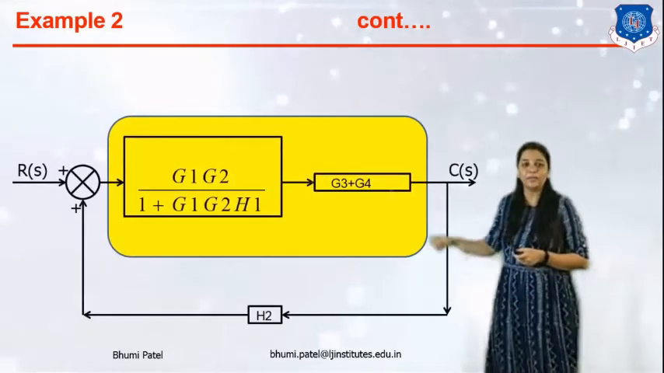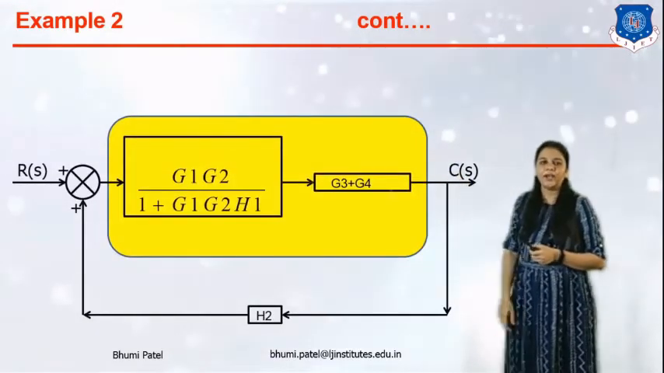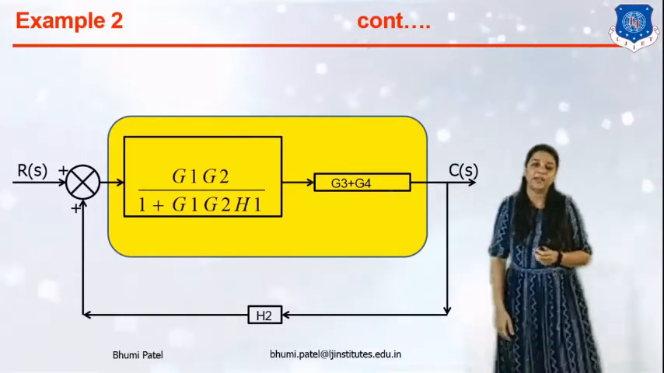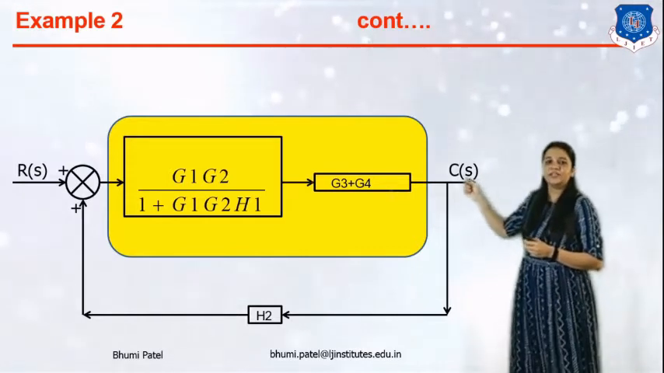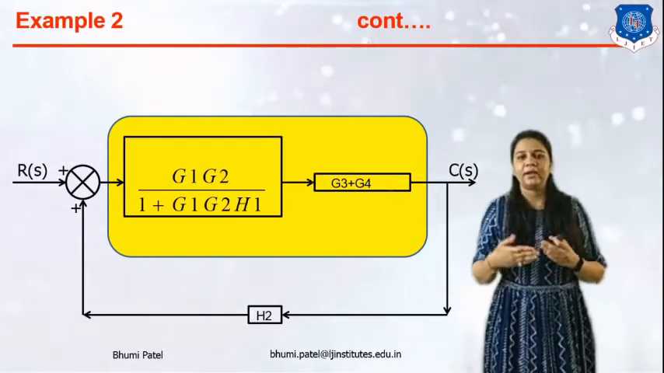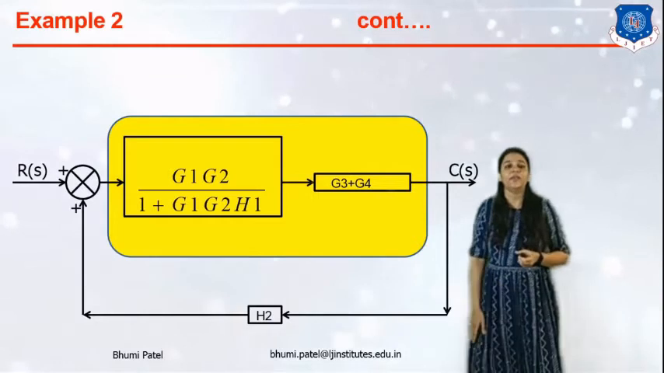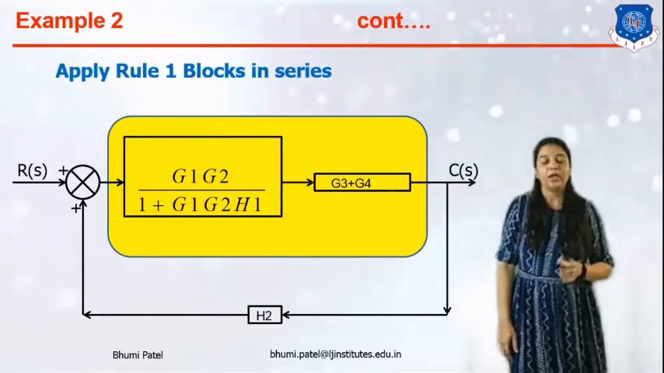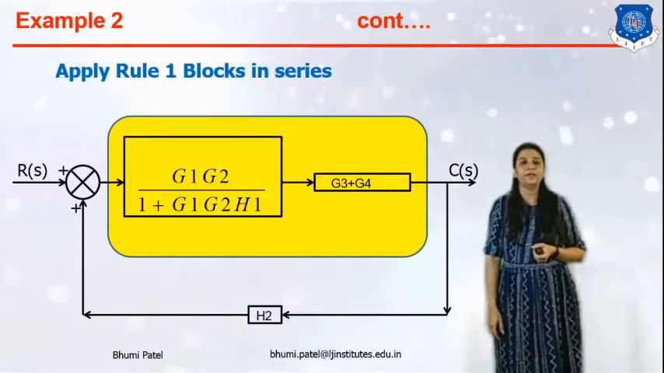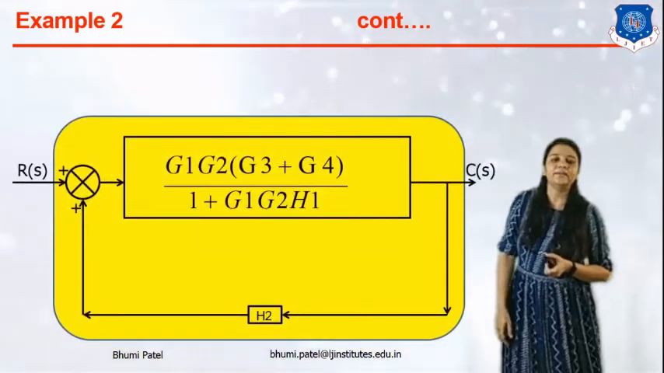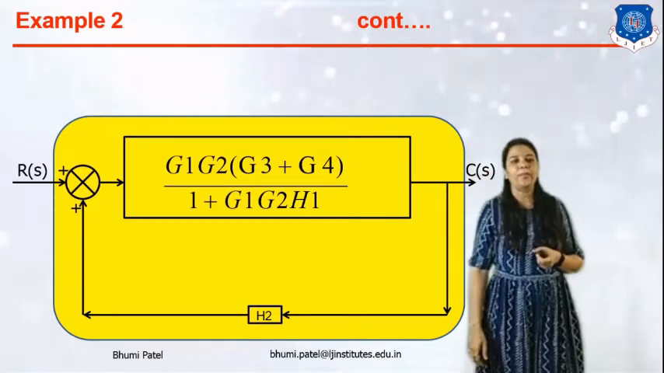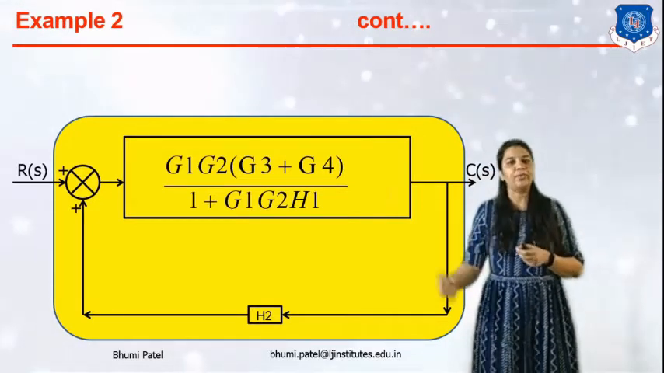The final equation will become G1 G2 upon 1 plus G1 G2 H1. Okay. Now here you can see that G3 plus G4 is directly connected to this block, and whenever two blocks are connected directly, we can apply rule number 1, block in series connection. So we can multiply these blocks and reduce them, and the final answer is G1 G2 in bracket G3 plus G4 upon 1 plus G1 G2 H1.